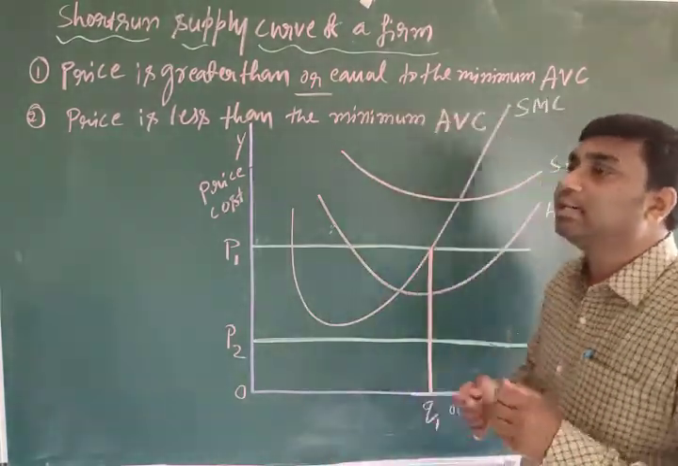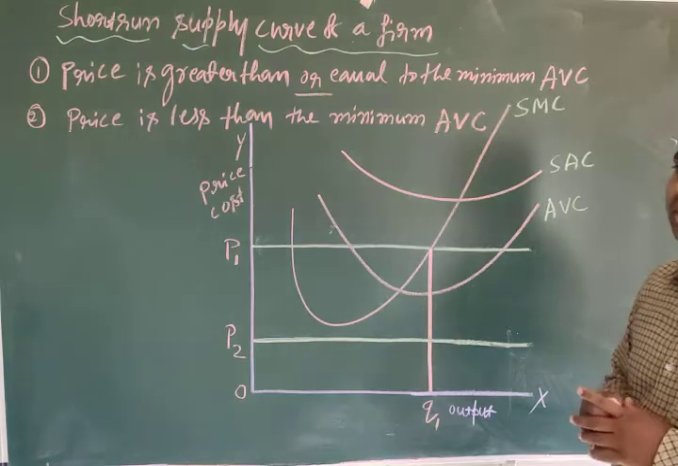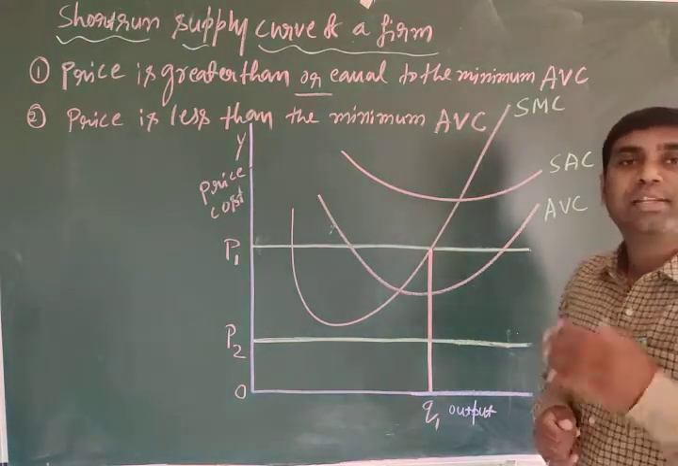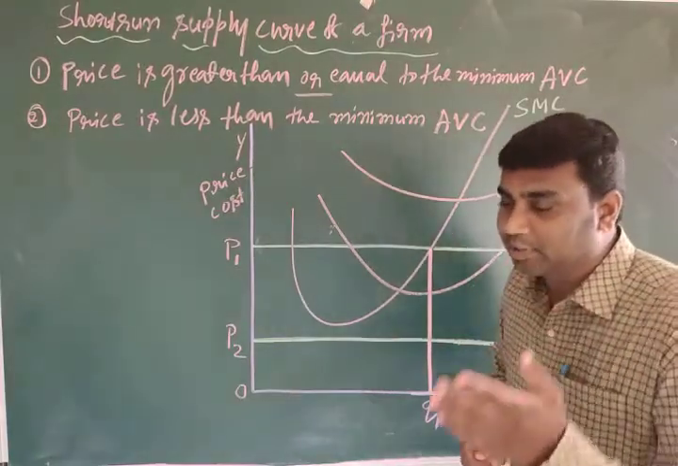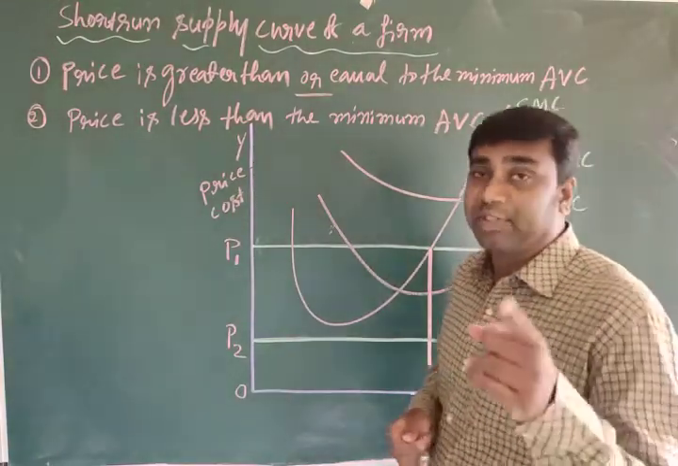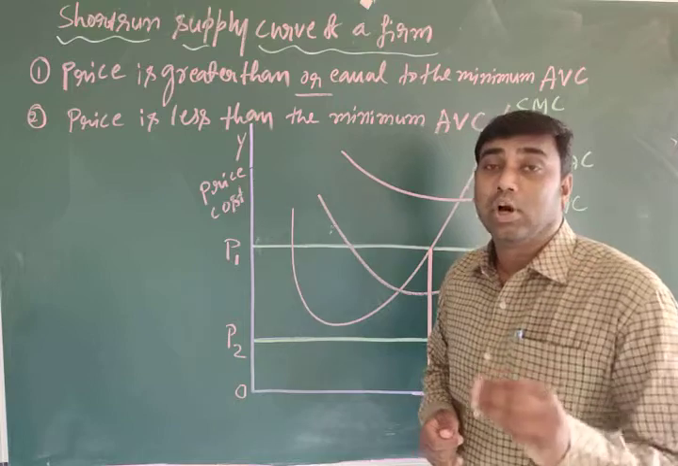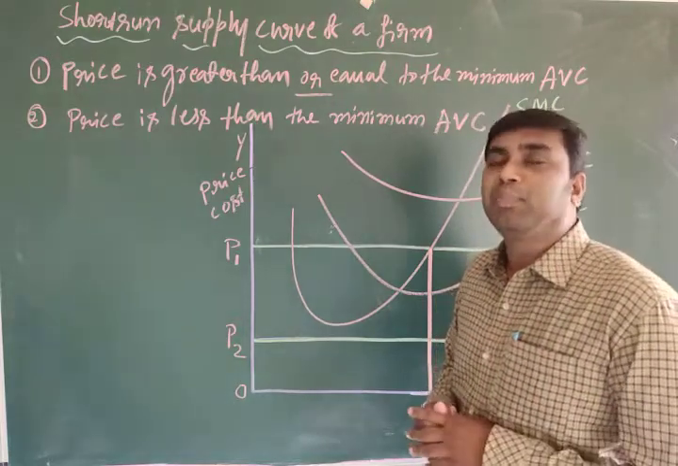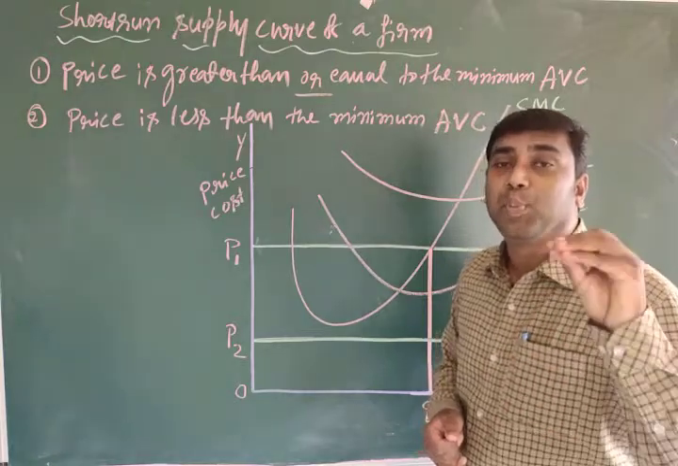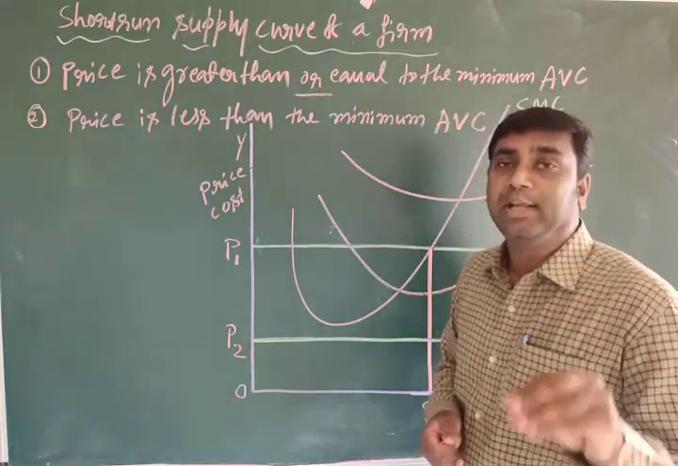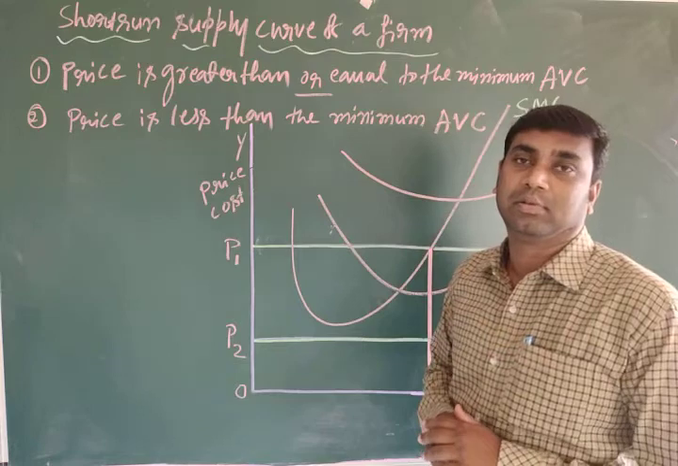To understand the supply curve of a firm, we should see two parts. One is the short run supply curve of a firm. Another one is the long run supply curve of a firm. Between the two, the first one is very important: the short run supply curve of a firm. For what purpose do we study that? We have to identify which quantity provides profit maximization.